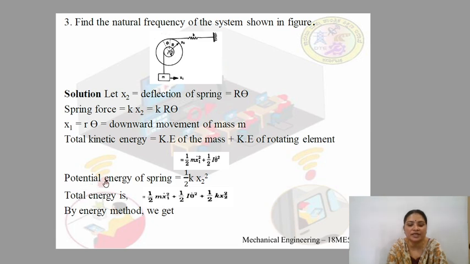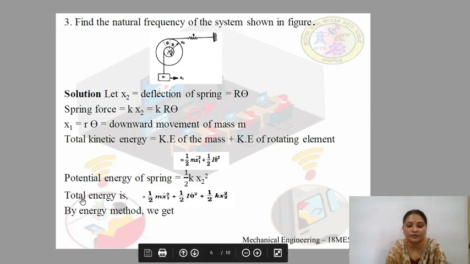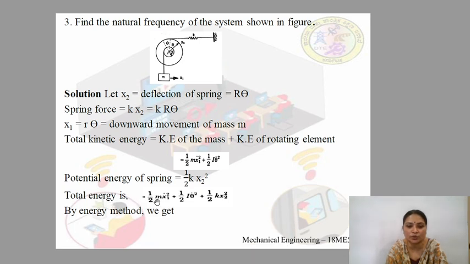Next, coming to the potential energy, we have the potential energy of the spring. The spring displacement is x2, so the potential energy is 1 by 2 k into x2 square. It is as good as writing 1 by 2 k x square. Now, using the two equations of kinetic energy and potential energy, we can frame the total energy of the system as equal to 1 by 2 m x1 dot square plus 1 by 2 I theta dot square plus 1 by 2 k x2 square.